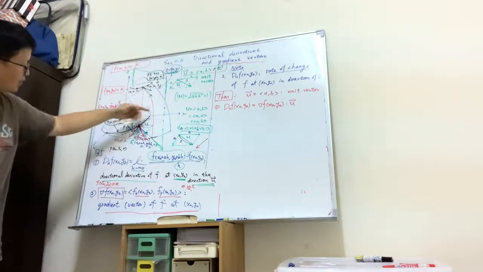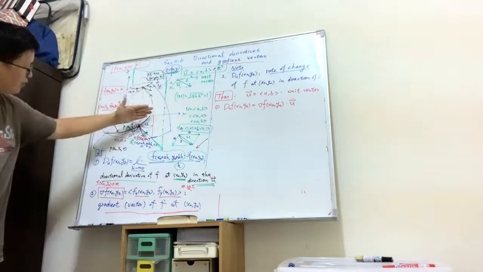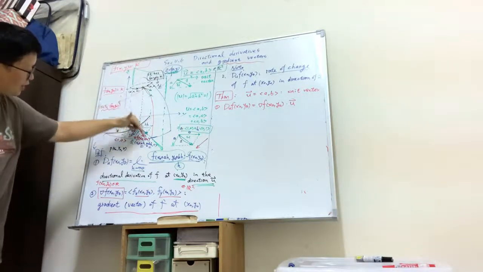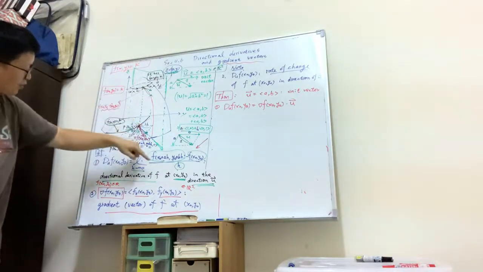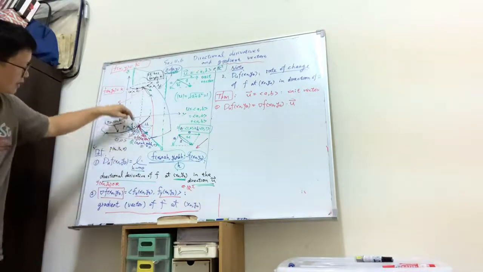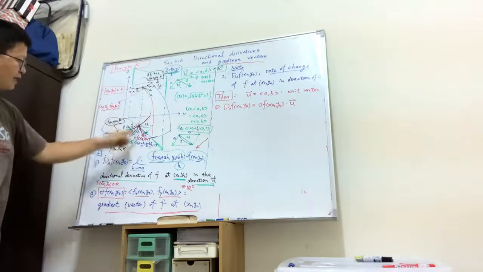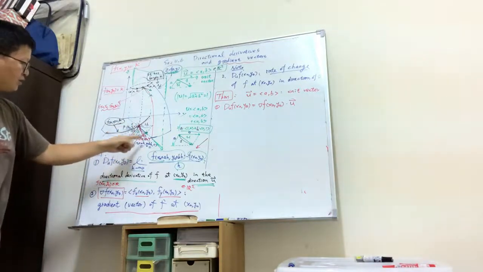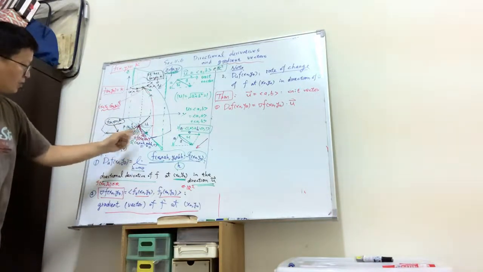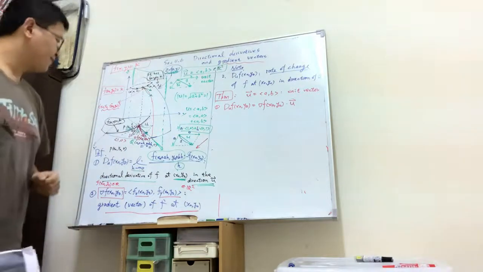It means that for this curve, we have a tangent line, and so we also have a normal line. The gradient is in its normal line, so it has the same direction as its normal line. Okay.